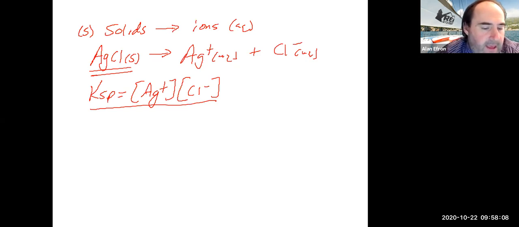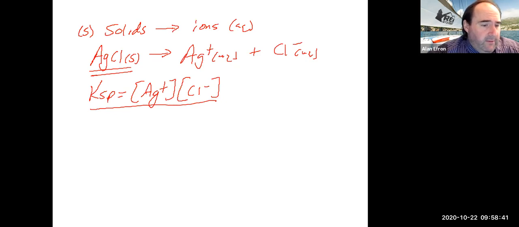Now, even though technically based on solubility rules it's insoluble, everything does have some degree of solubility. And so even though we usually think of something like silver chloride as being a solid insoluble, there is a small amount of it that will break apart and set up this equilibrium that we see here. And we can apply an equilibrium expression to it.